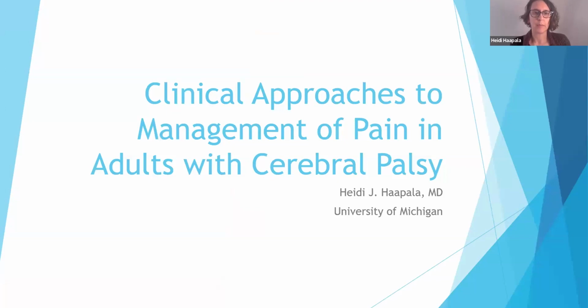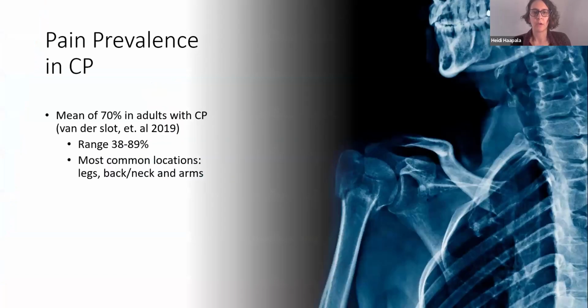In my part, I'm going to be talking about clinical approaches to the management of pain. As we know, pain is very common in adults with CP, and there's been quite a bit of literature talking about pain in both children and adults with CP. There are several different studies looking at prevalence, but one done by Vandersloot described approximately 70% of adults with CP having pain. They also talk about locations, and the most common were the legs, the back of the neck, and the arms.